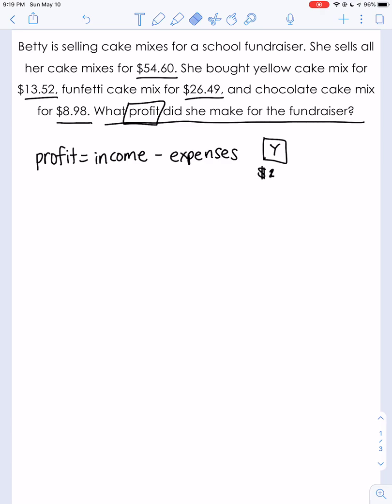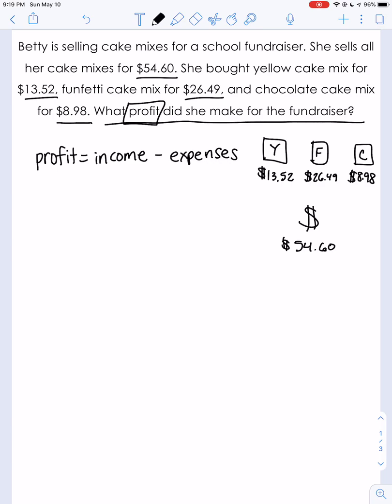Oops, I messed that number up. I looked ahead too quickly. This is $13.52. Funfetti cake, $26.49. And chocolate cake. Okay, you can organize your information however you want, and then you can say the money that she got, $54.60, is what she made or got from the sale for all these cake mixes. However you want to represent it.